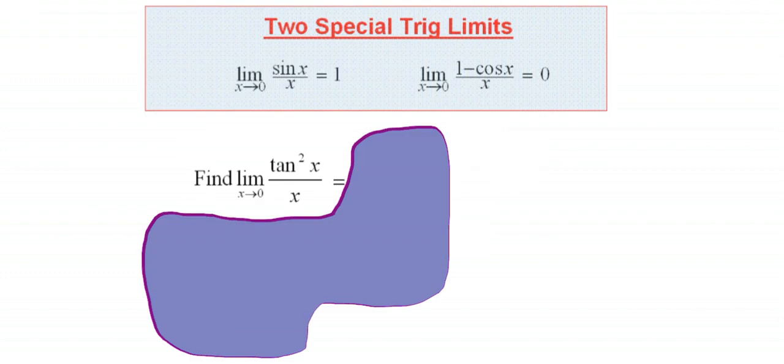All right, two special trig limits. Yes, you need to have these memorized. The limit of sine x over x as x approaches 0 is 1, and the limit of 1 minus cosine x over x as x approaches 0 is 0.